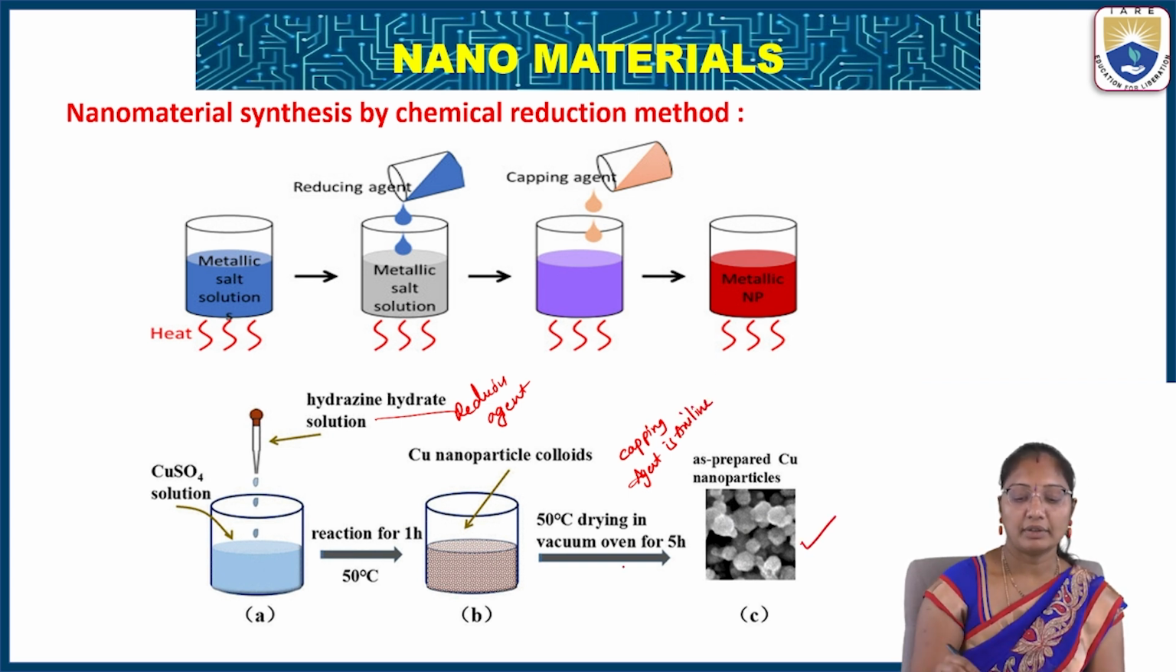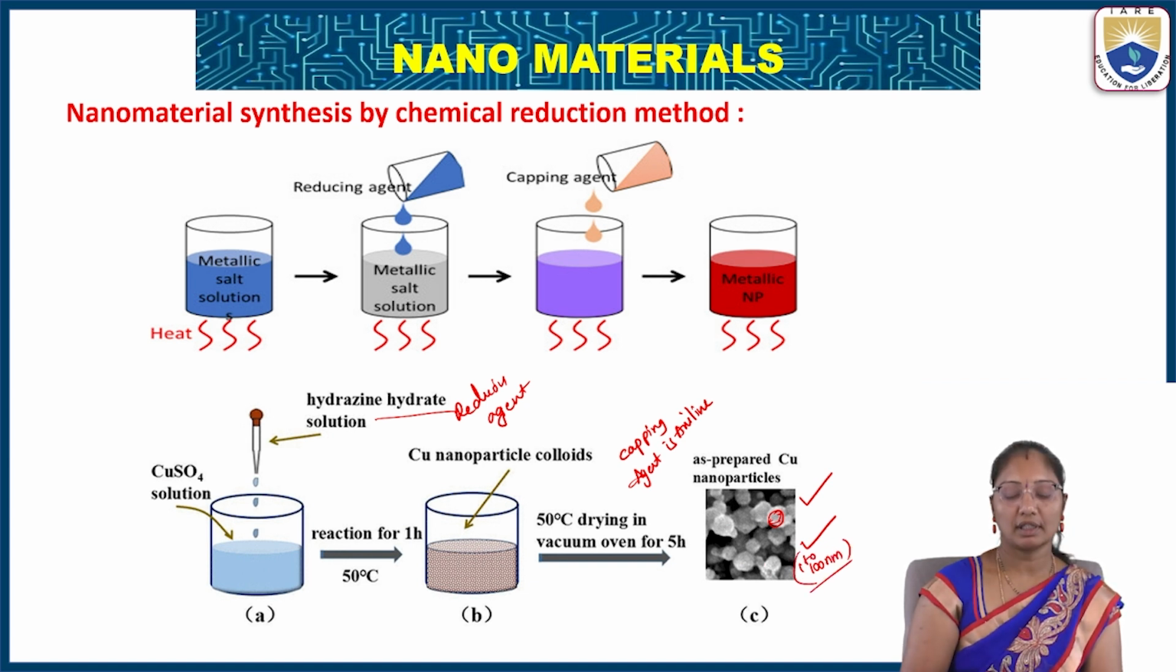The formed colloids are heated at 50 degrees centigrade. Drying has to be done in a vacuum oven for 5 hours. Then the copper nanoparticles in the range of 1 to 100 nanometers are formed.